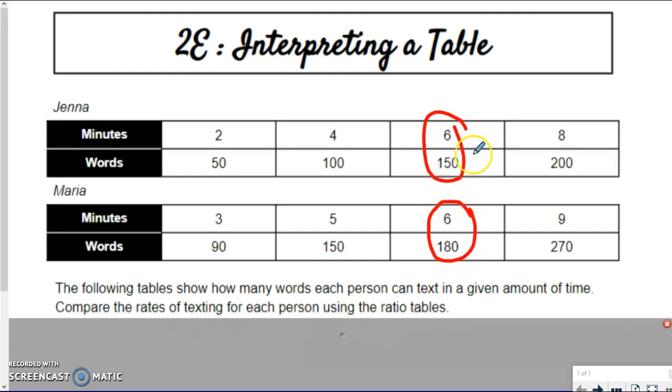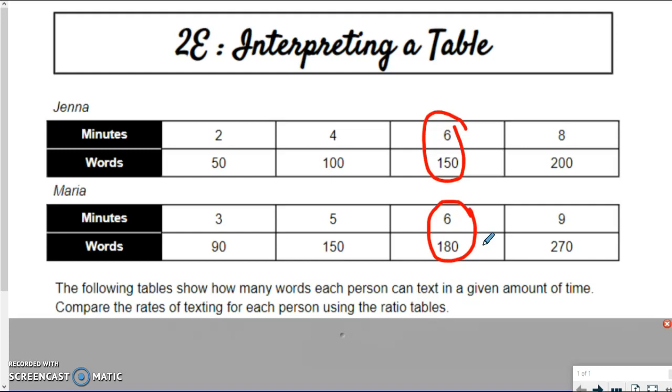If we look at that, Jenna has 6 minutes, she texts 150 words. Maria has 6 minutes, she texts 180 words. So Maria, again, is texting more words than Jenna with the same given amount of time, 6 minutes. So again, that makes sense. That supports what we just said, that Maria does text more.